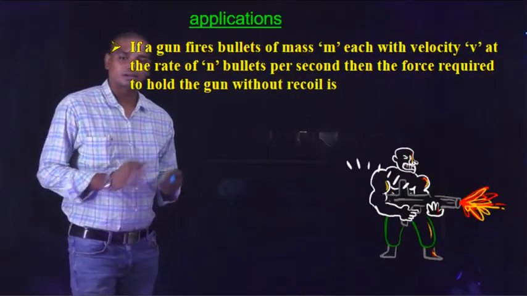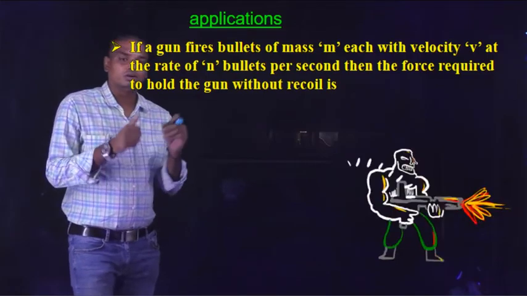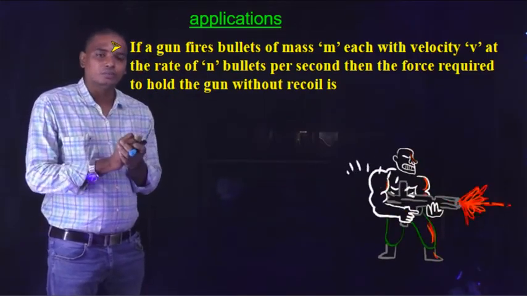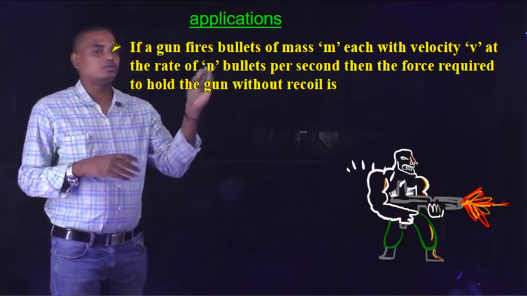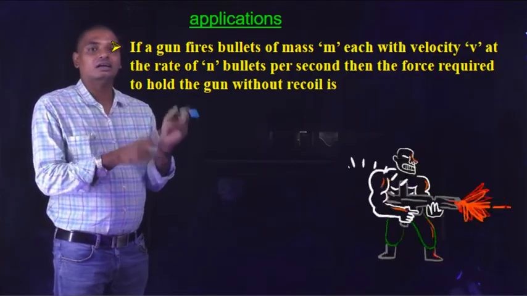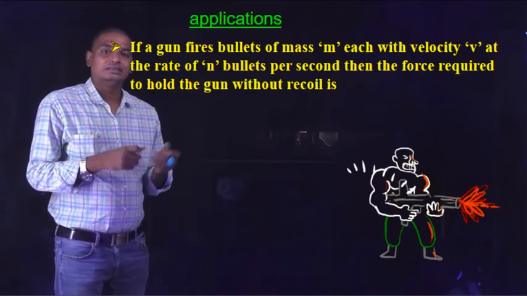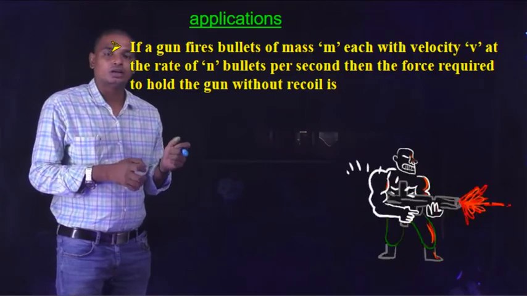So now let us see some of the applications where we use Newton's third law. Here is one of the applications. If a gun fires bullets of mass m, each bullet moving with a velocity v, and the rate at which the gun fires is n bullets per second, then what is the force required to hold the gun without recoil?